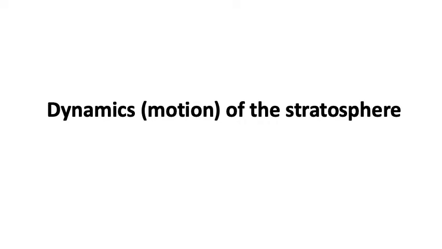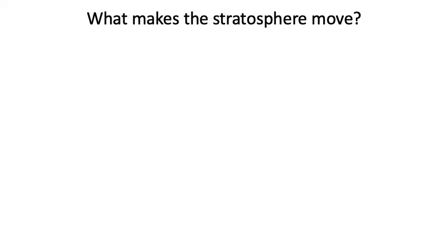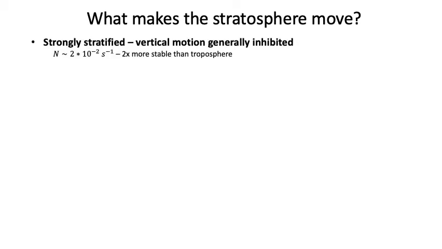All right, so let's move on to the dynamics, or motion, of the stratosphere. What makes the stratosphere move? This is something that may not at all be obvious to you. We've thought a lot about the troposphere. In the stratosphere, the thing to highlight is that it's strongly stratified. Again, vertical motion in general is quite strongly inhibited. So N, our Brunt-Väisälä frequency, is 2 times 10 to the minus 2 per second, which is about twice as stable as the troposphere.